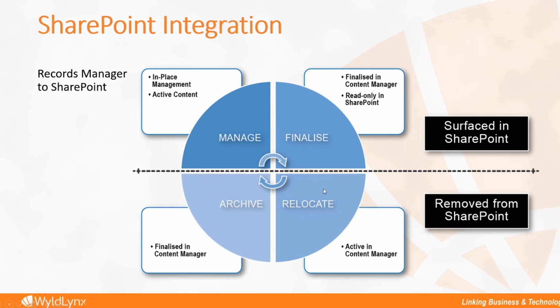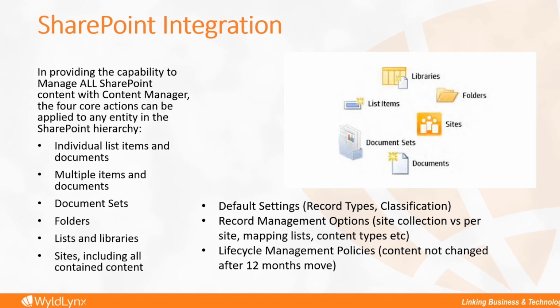The 2 bottom ones, relocate and archive. This is when you actually move content and start to manage it within Content Manager and move it out of SharePoint. So relocate means you move the document into Content Manager and it is now living in Content Manager, and the document is deleted from SharePoint. There is nothing left sitting in SharePoint. Archive is very similar again. You finalize the content, so you're moving it and then finalizing it from a status perspective in Content Manager.